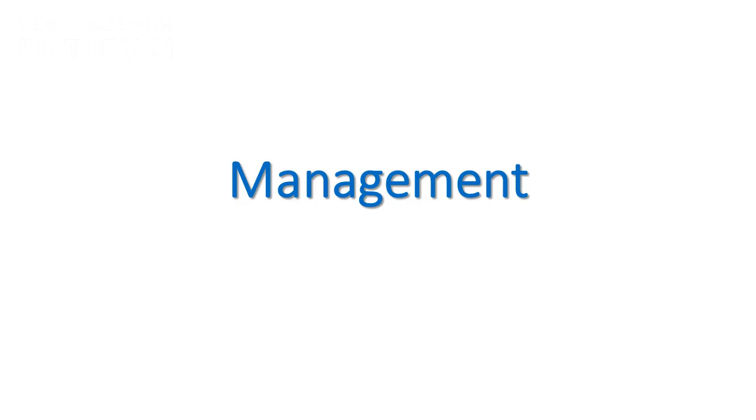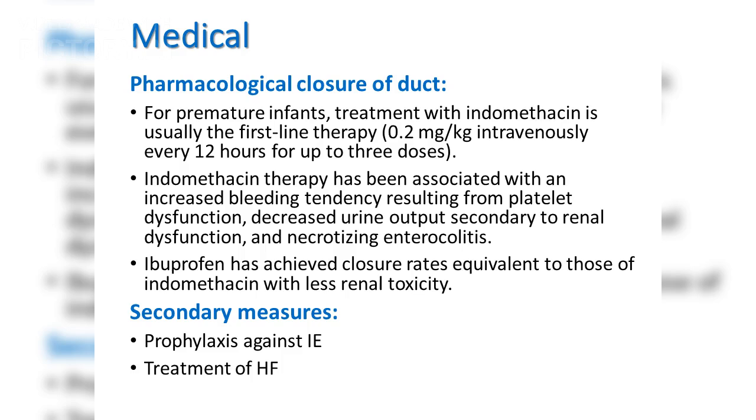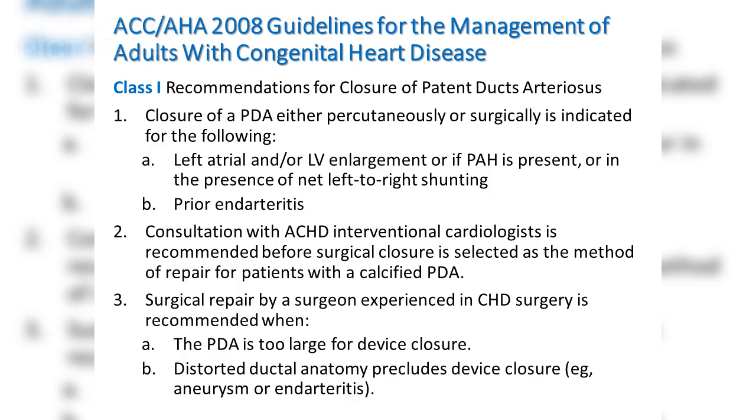Management of PDA involves various strategies, starting with medical interventions. Pharmacological closure of the duct is often the first-line therapy for premature infants, with indomethacin and ibuprofen being commonly used. Secondary measures include prophylaxis against IE and treatment of HF. The ACC/AHA 2008 guidelines recommend closure of PDA in cases of left atrial and/or LV enlargement, PAH, or endarteritis. Consultation with ACHD interventional cardiologists is advised before surgical closure, especially for calcified PDA.